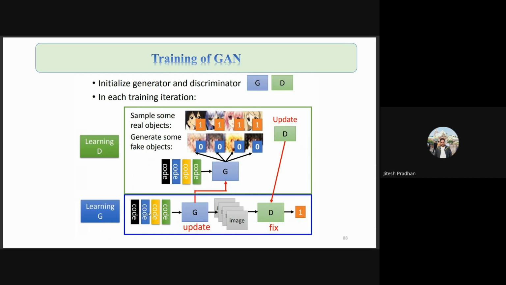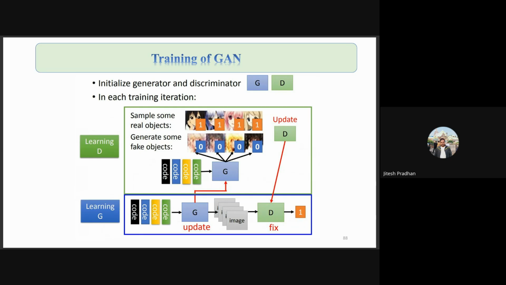Look here, this code means these are latent vectors. These latent vectors will be given to the generator, which will generate the image. That image will be given to the discriminator, which will predict it as 1, and it will update. The generator will update and try to produce more realistic images.